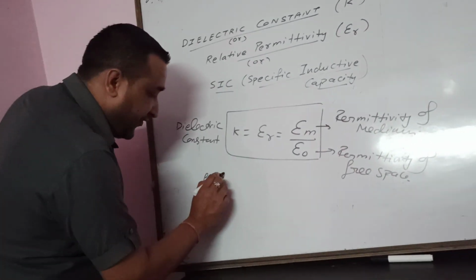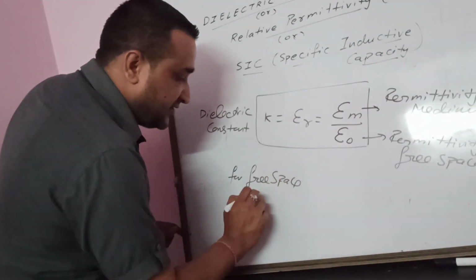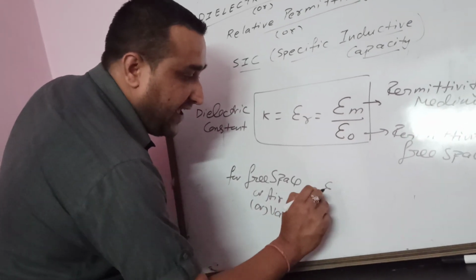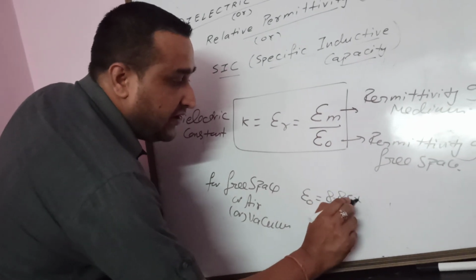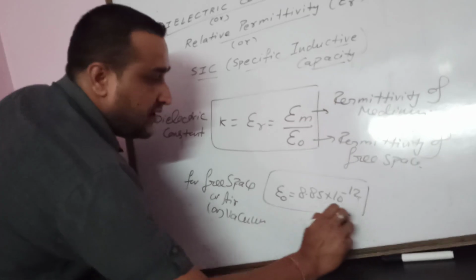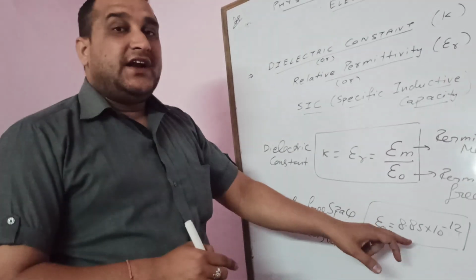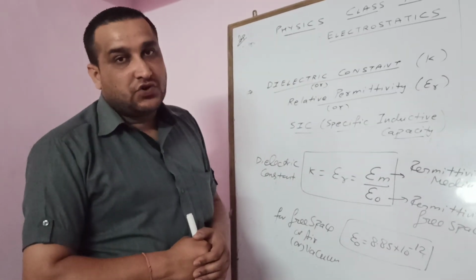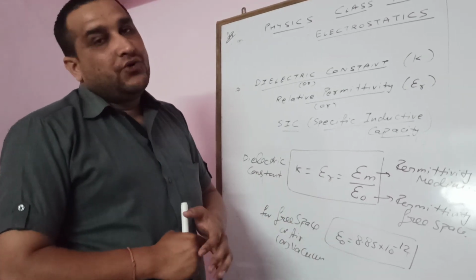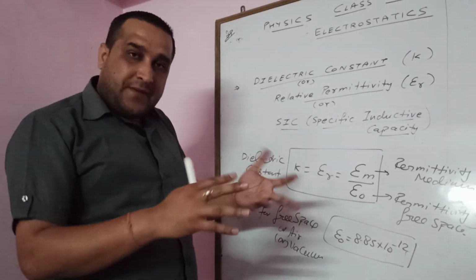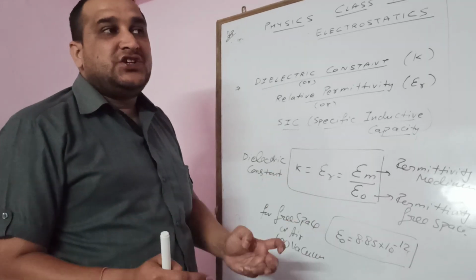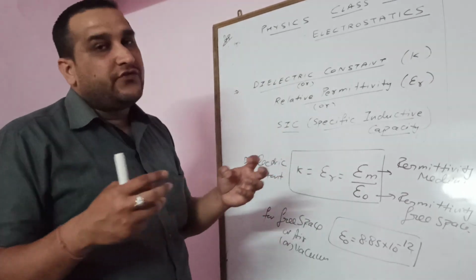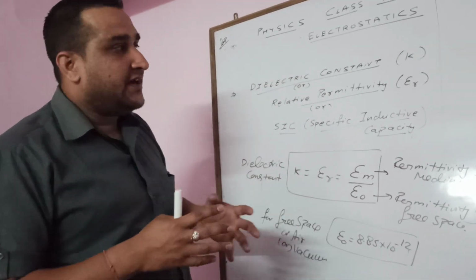So for free space or air or vacuum, we have epsilon naught equal to 8.85 into 10 to the power minus 12. And if I put this value 8.85 into 10 to the power minus 12 in the force formula, 1 upon 4 pi epsilon naught, the electrostatic force constant K, it gives the value 9 into 10 to the power 9. So the permittivity of a medium and of free space are constant values which influence the force between the charged particles.